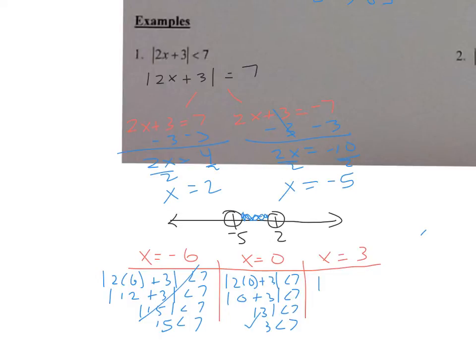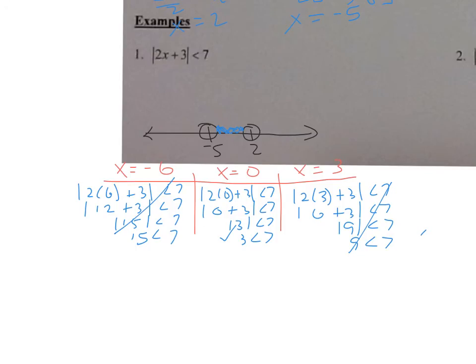Try 3. The absolute value of 2 times 3 plus 3 is less than 7. So that's 6 plus 3, the absolute value of 9. 9 is less than 7. That's not true. So I don't shade to the right.